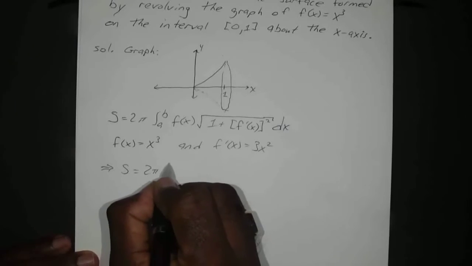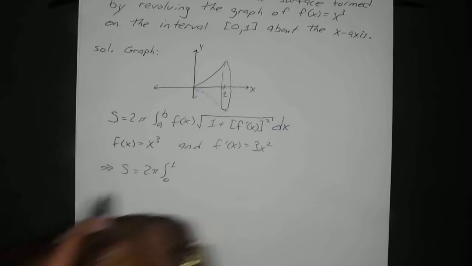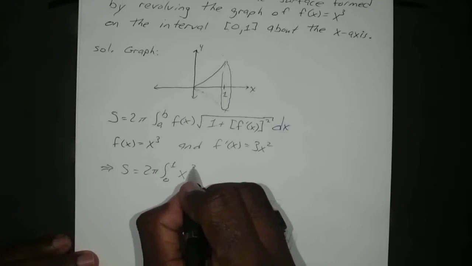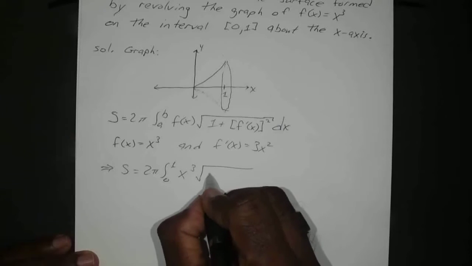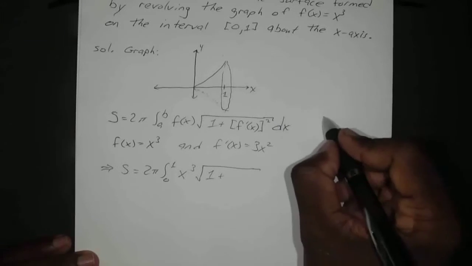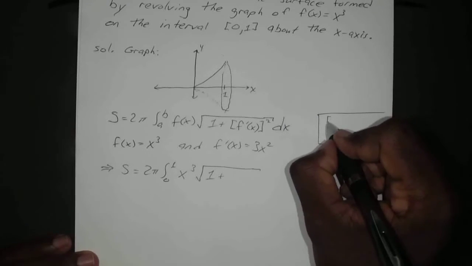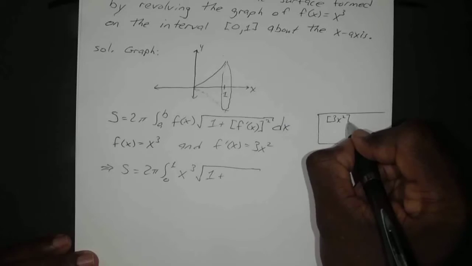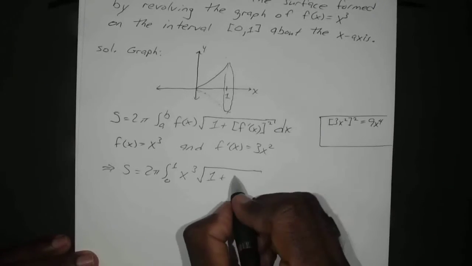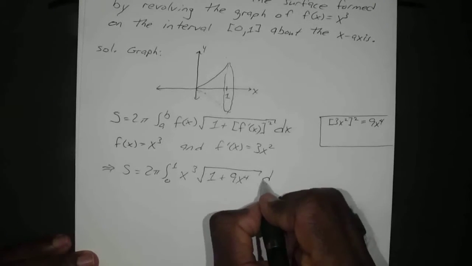So it's equal to 2 pi, and the integral is from 0 to 1 of f of x, which is x to the third, times the square root of 1 plus f prime of x squared. I'll just do that on the side instead of rewriting the whole thing. So 3x squared squared is just 9x to the fourth, dx.